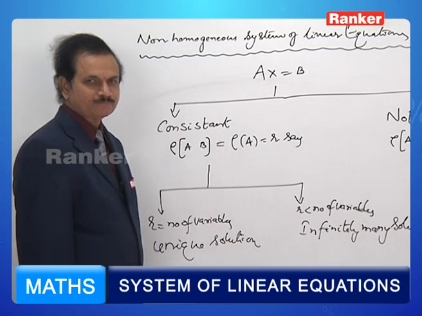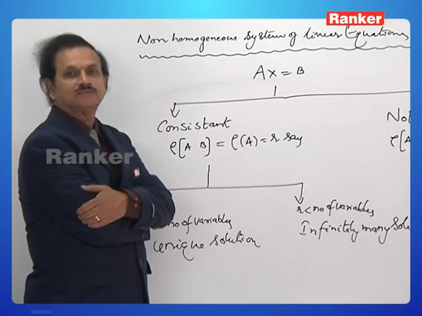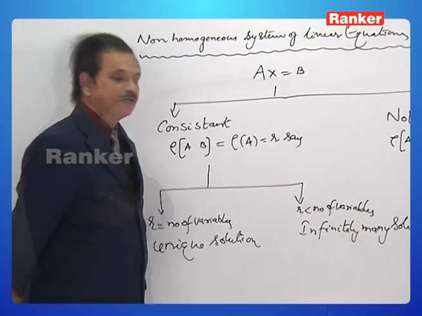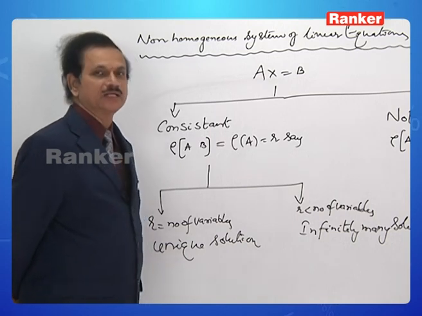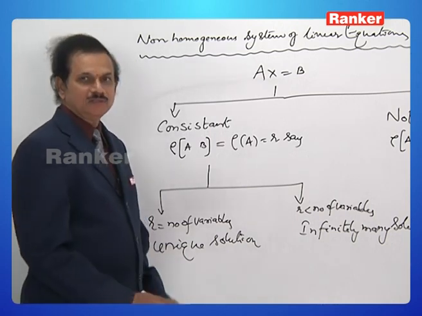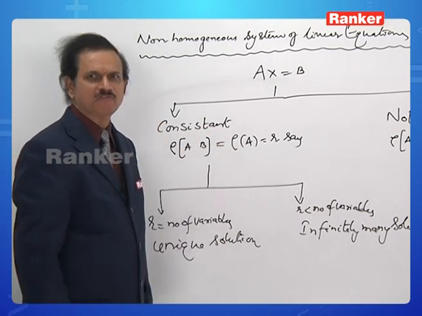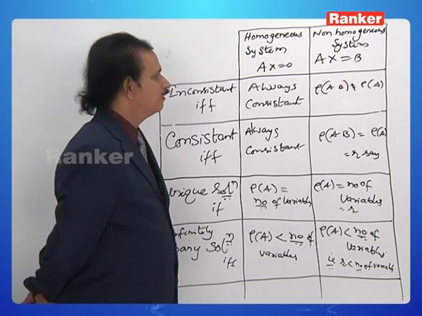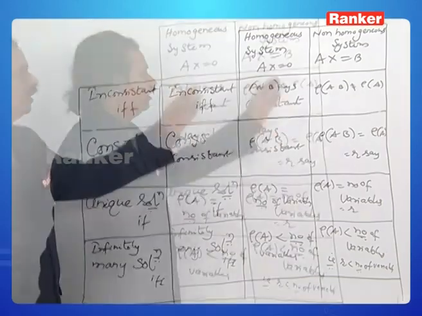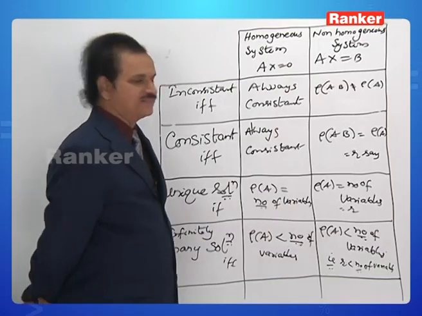Isn't it? This is the picture of non-homogeneous system. In order to remember them well, in order to recollect them quickly, let us have entire information at a glance in the form of a tabular form. Yes. Observe this tabular form. We have two types of systems. Homogeneous system, that is Ax equal to 0, and non-homogeneous system, that is Ax is equal to B.